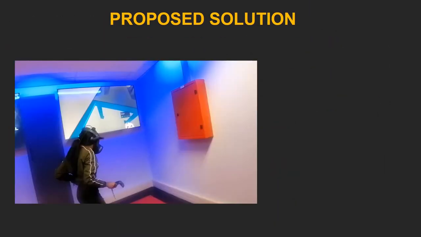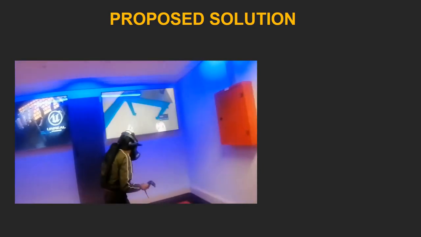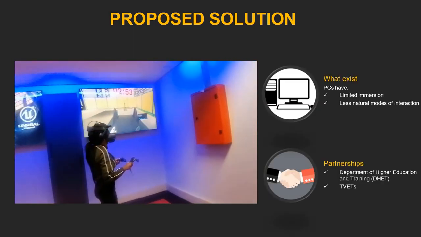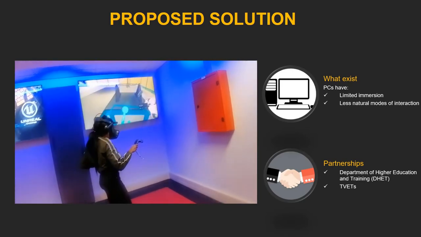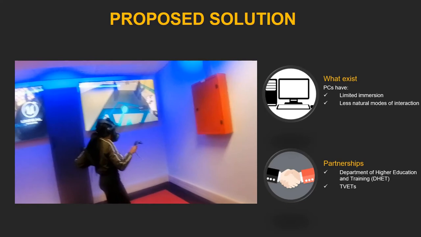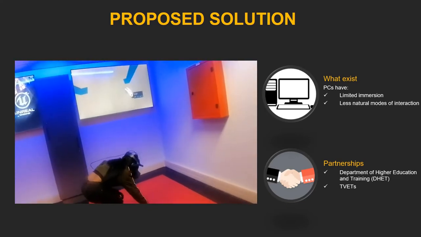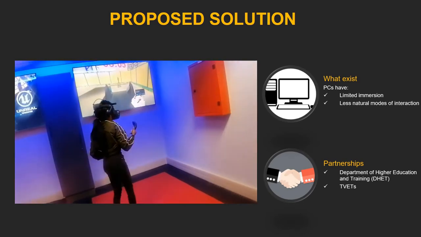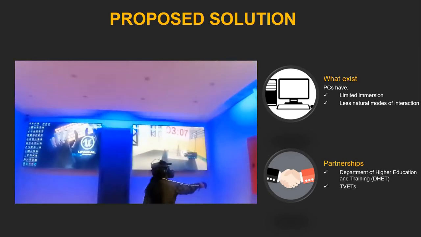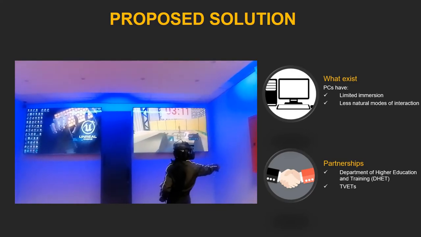The solution is a virtual reality based technology training software. It runs on head mounted display and desktop but performs better on HMDs, which are head mounted displays. It allows the user to move in 6 degrees of freedom. As you can see, bending, grabbing, carrying, positioning, and all natural motions. Common digital training methods are done on desktop platforms with limited imaging and less natural modes of interaction.